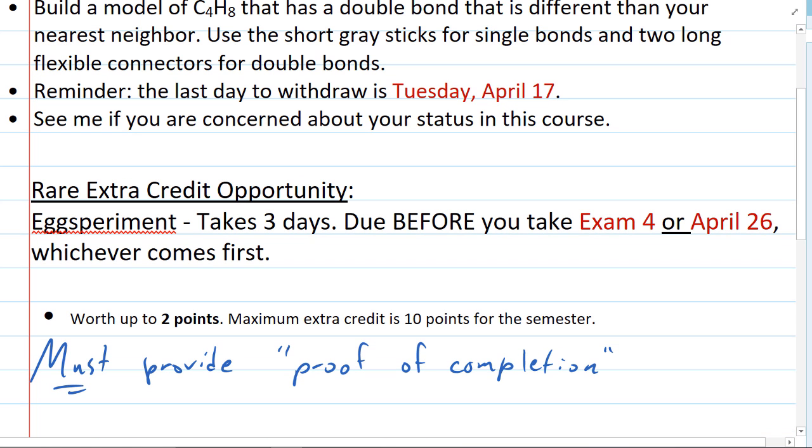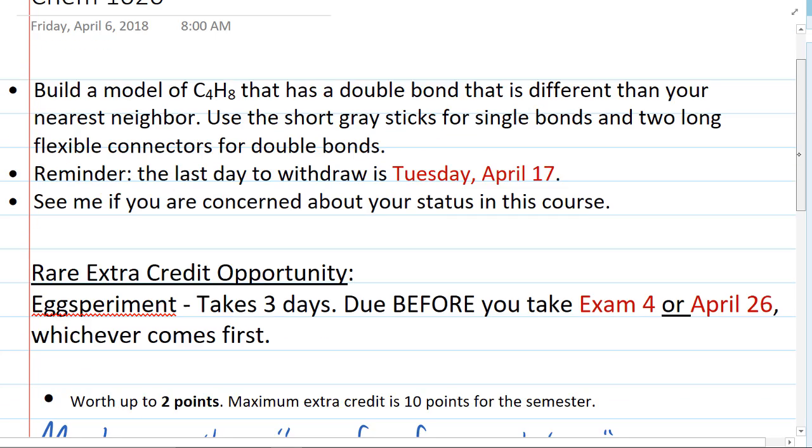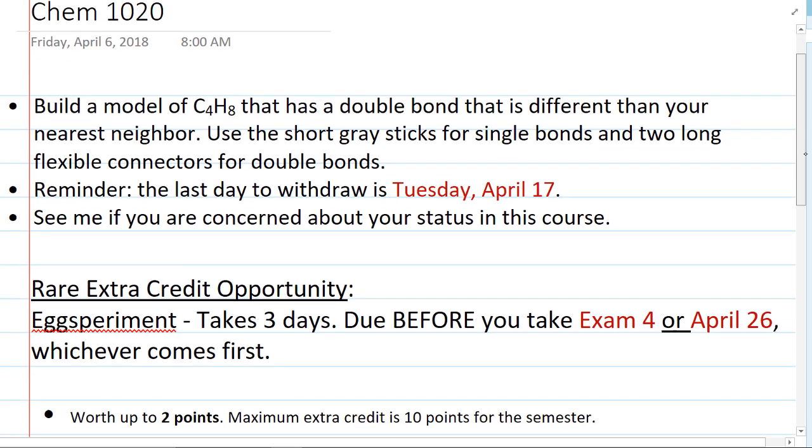And just like on previous labs, you do need to provide your proof of completion. You'll see a place for some photos or whatever else on there. So any questions on any of these items?